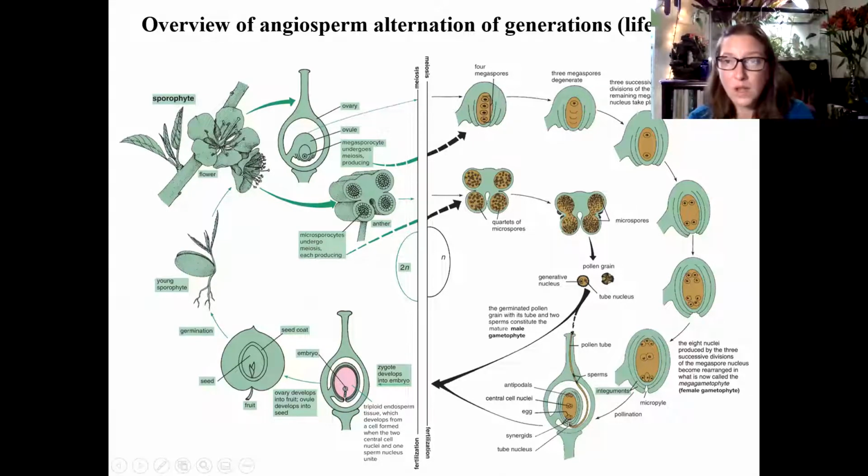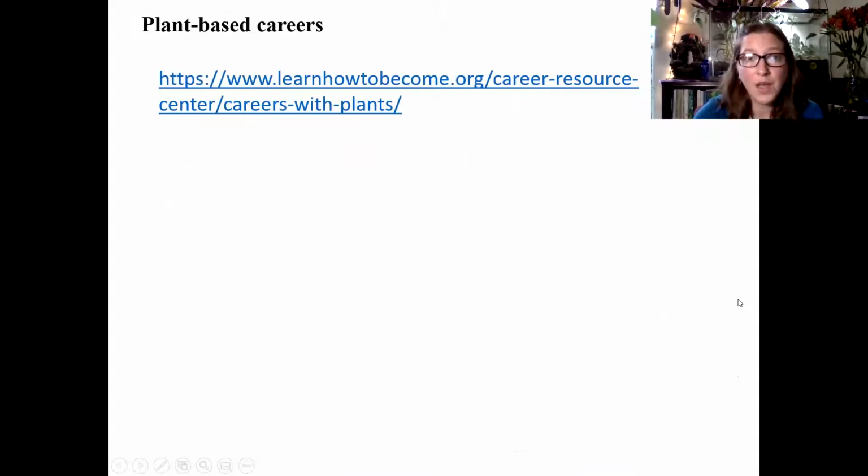However, it's all on one slide. This is from your book. So this way may make more sense to you. I'm not sure, but I'm including it here just so you know that there is a resource in your book that goes through all these things I just talked about with the angiosperm alternation of generations. And perhaps looking at this makes more sense to you. Okay, so we're almost done here. Yay.